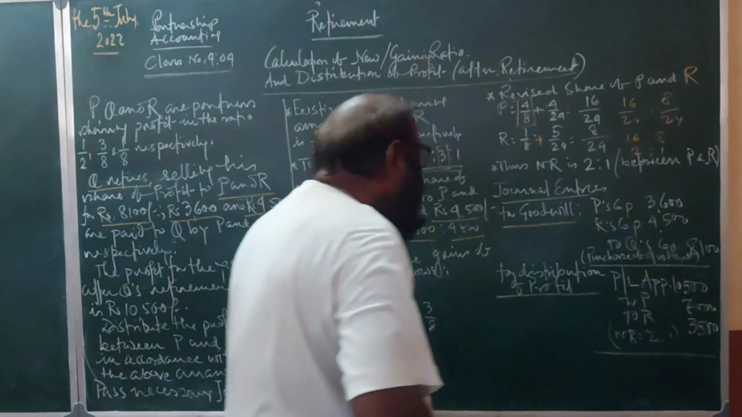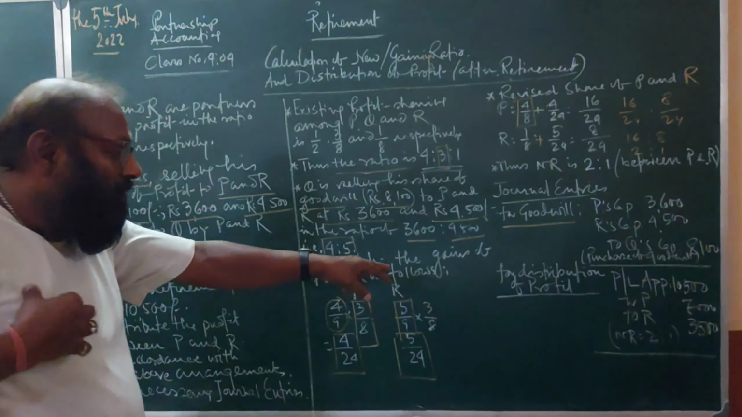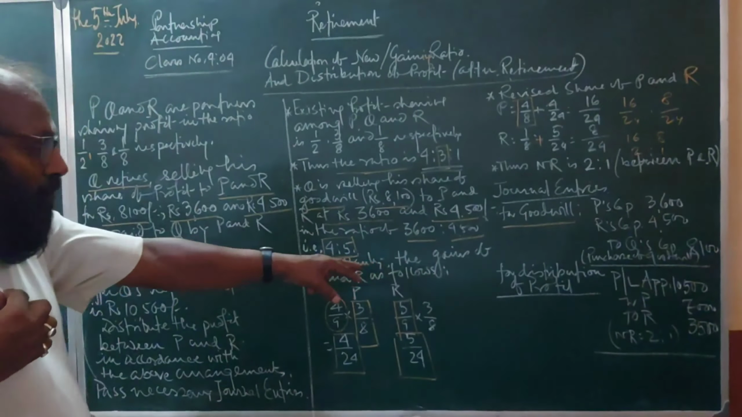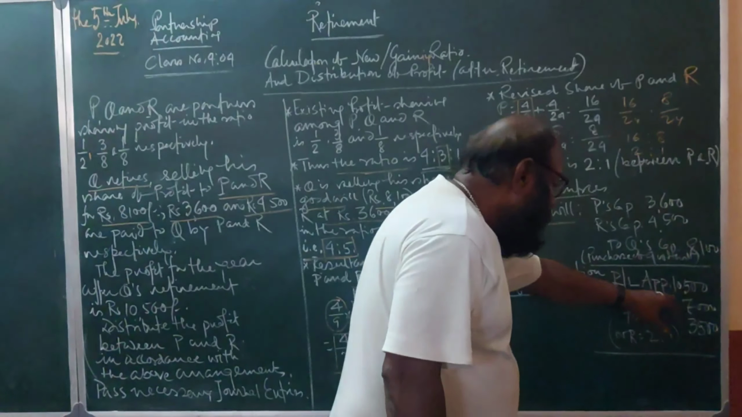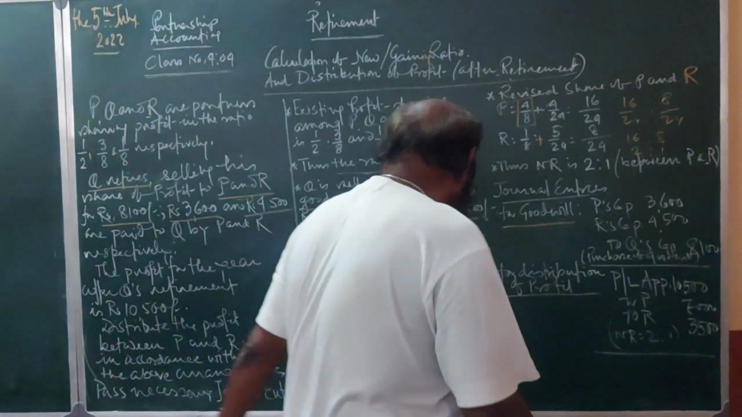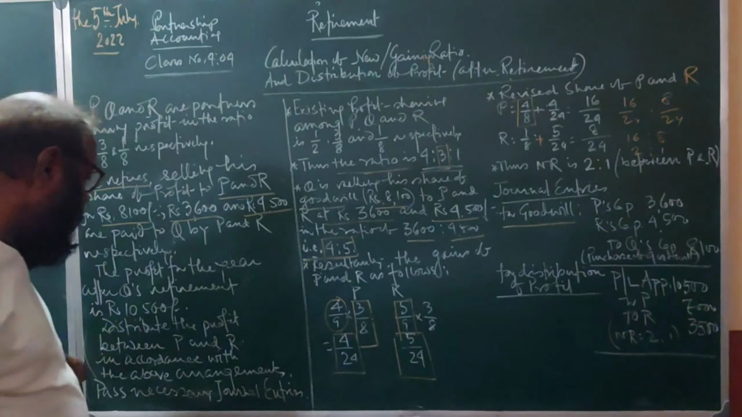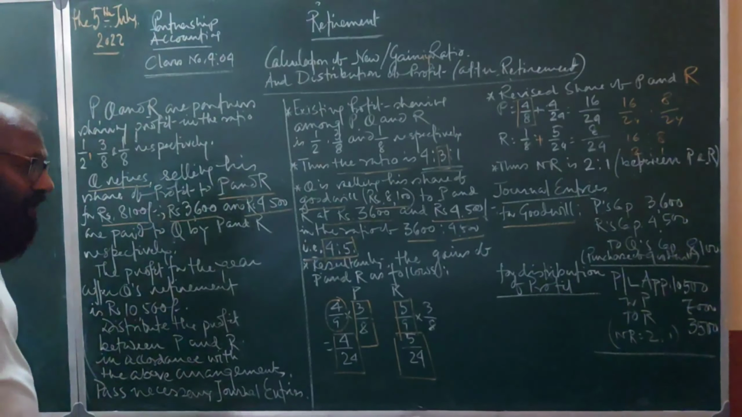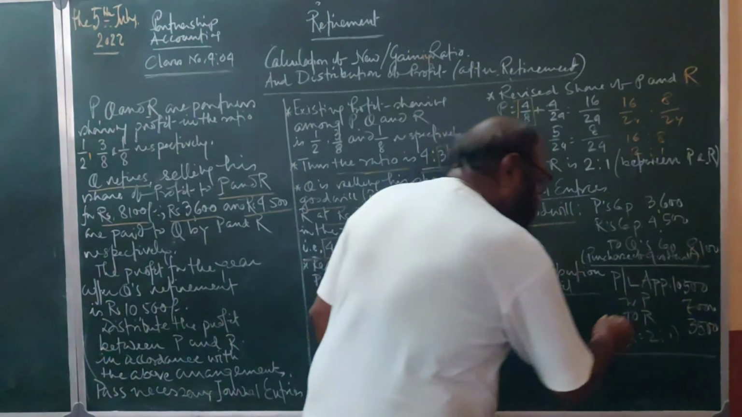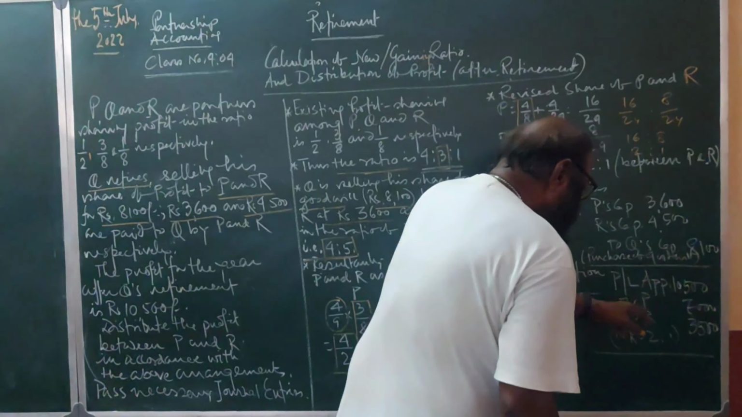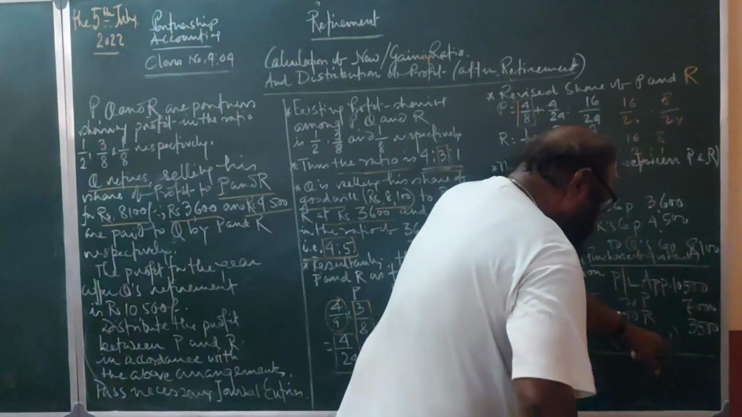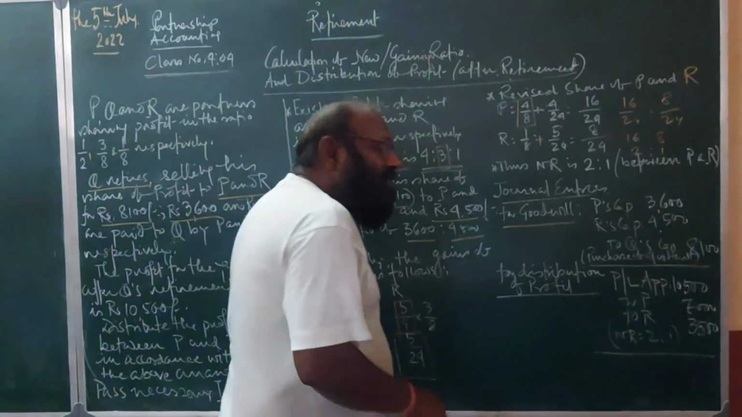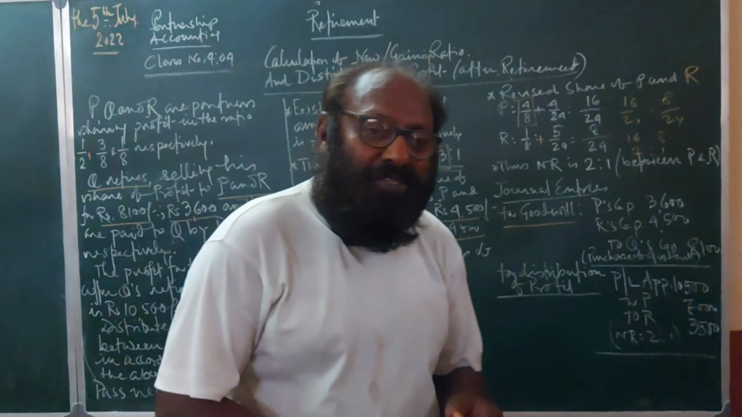Clear? Now, friends, at this ratio, the new profit will be distributed. So, what is the journal? The profit and loss account, profit is distributed. What is the amount of profit? The profit earned after retirement is rupees 10,500. Now, this 10,500 is debited in the profit and loss appropriation account to P and R in the new ratio 2:1. So, this is the total presentation and solution of the problem.